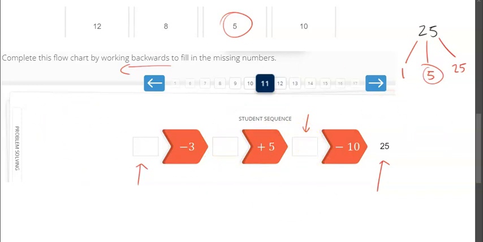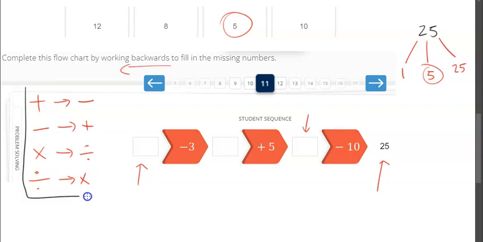And this is really simple because all you need to know is your opposite signs. In other words, the opposite of plus is minus, the opposite of minus is plus, the opposite of multiplication is divide, and the opposite of divide is multiplication. And what does this mean? Why are we going to use this?